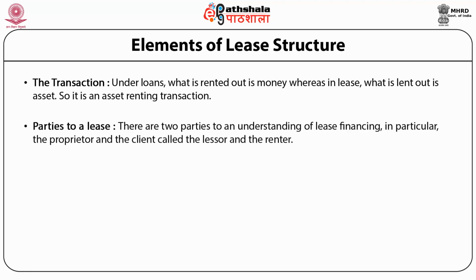Parties to a lease. There are two parties to an understanding of lease financing, in particular the proprietor and the client, called the lessor and the renter. Lessor and also the renter may be people, organizations, business entities, firms, or budgetary foundations, where the properties or a lot of funds is included. There might be joint lessors or joint tenants. There may likewise be a rent dealer who goes about as a middleman in orchestrating these arrangements.